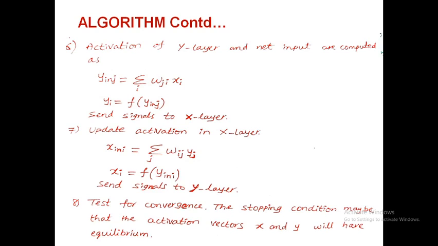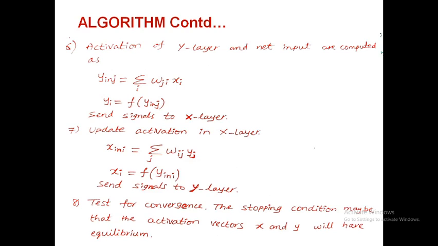After this, send these signals to the X layer. You have done the computation task at the Y layer, and these signals need to be sent to the X layer. Again, the X layer will perform the computational task in the 7th step. Update the activation in the X layer. Here also we get the net input at the X layer, that is, X_in_i is equal to the summation over j of Wij into Yj.